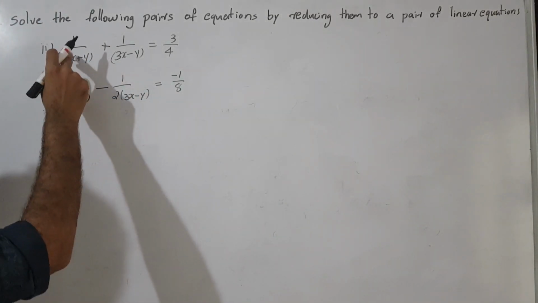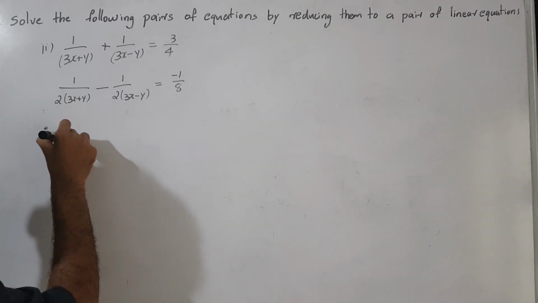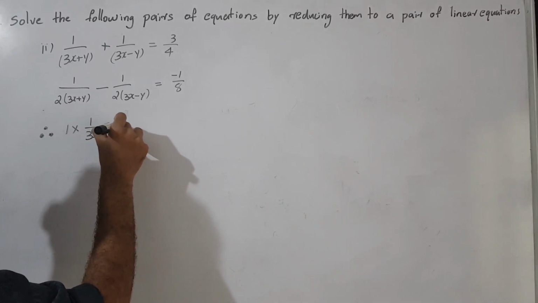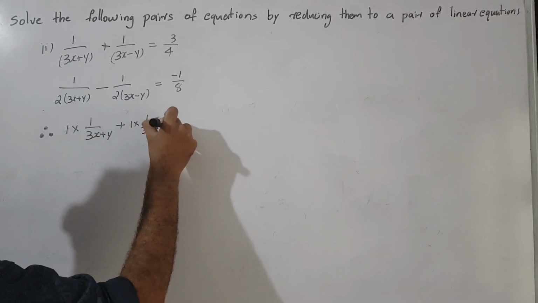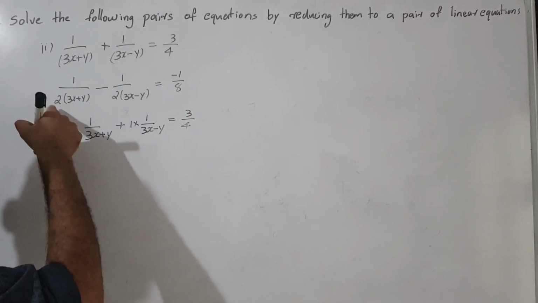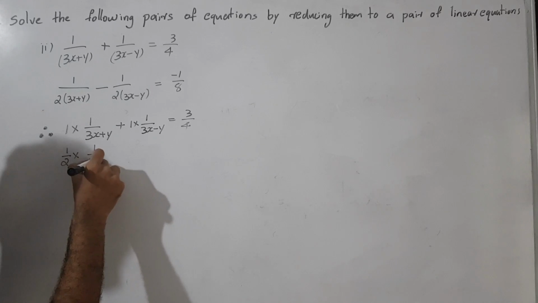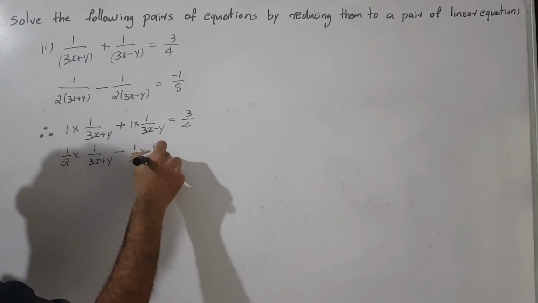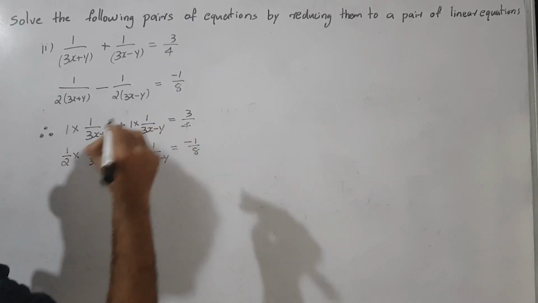We just rearrange the equation, 1 by that we just write. Therefore 1 into 1 by 3x plus y plus 1 into 1 by 3x minus y is equal to 3 by 4. And the second one we are writing like this, 1 by 2 into 1 by 3x plus y minus 1 by 2 into 1 by 3x minus y is equal to minus 1 by 8.